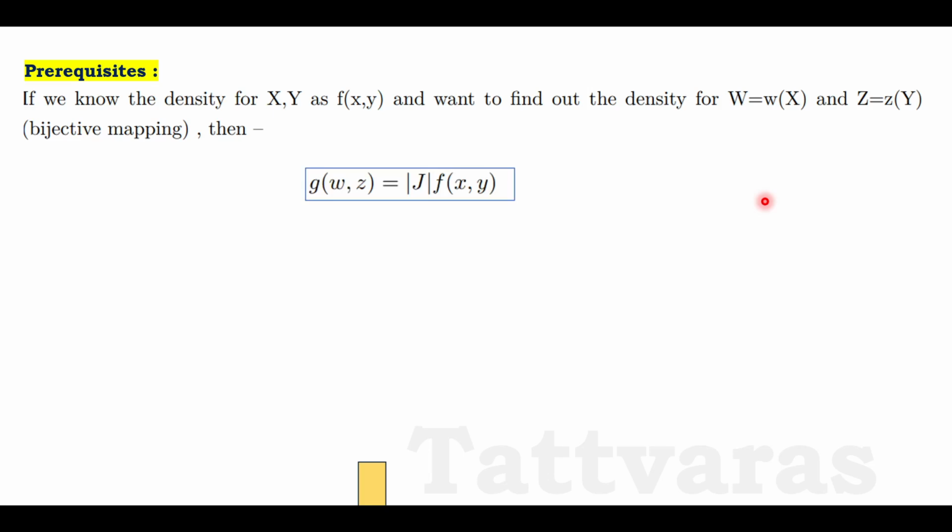So there is a simple form that the joint density of w and z can be written down as this, where fxy is the joint density of x and y, and this is nothing but the absolute value of the Jacobian determinant. So what is the Jacobian determinant? The Jacobian determinant is the determinant of this Jacobian matrix, where the Jacobian matrix is basically the matrix of the partial derivatives of the former variables with respect to the transformed variables.